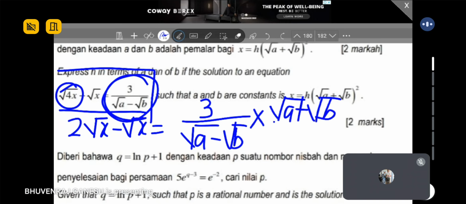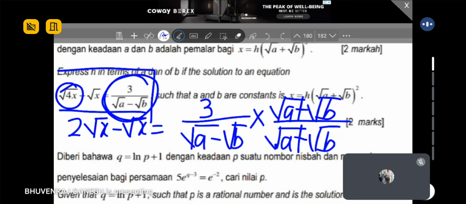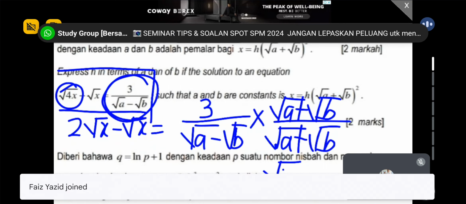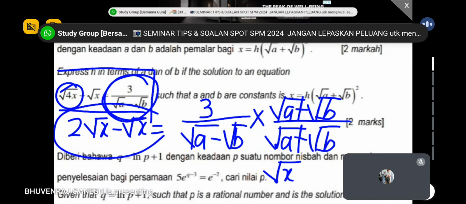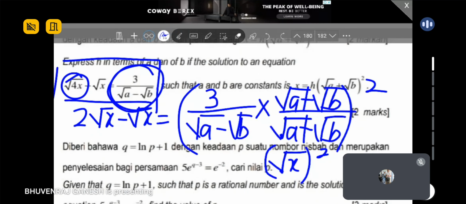So it becomes something like this. You start to expand, guys, this whole thing one by one. When you expand, you can factorize and express x. Actually, the answer for this one is surd x. So how to get rid of the surd? You square both sides of your equation.